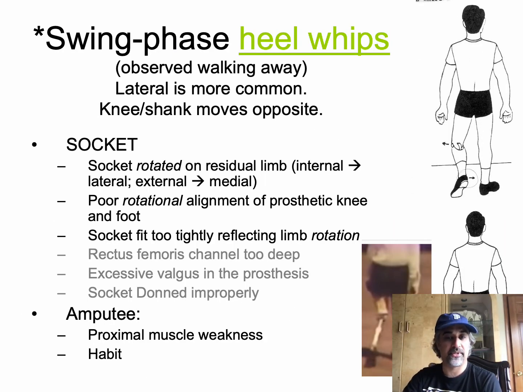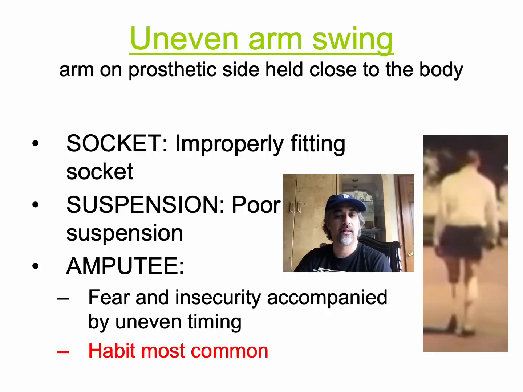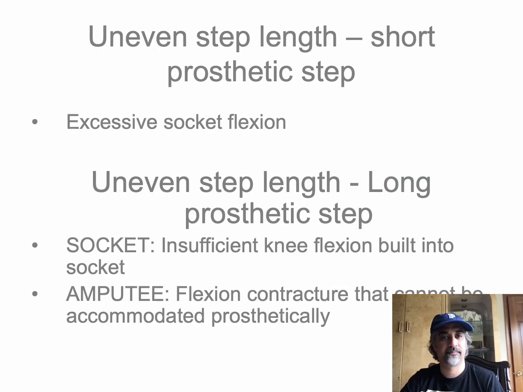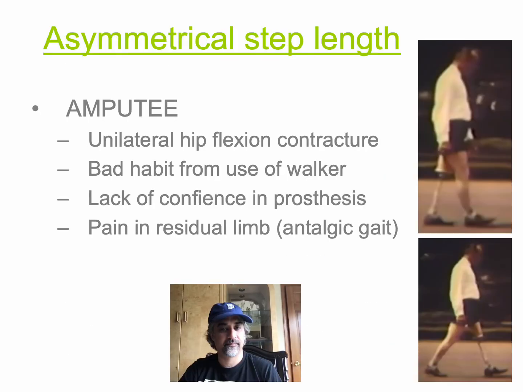Swing phase heel whips, we talked about medial and lateral heel whips with the BK, it's very similar. Uneven arm swing, usually you'll see the arm on the prosthetic side is held close to the body, and although the most common thing is habit, this suggests that something doesn't feel right to the amputee and it needs investigating. Asymmetrical step length is usually, again, coming from the amputee and not an issue with the prosthesis.